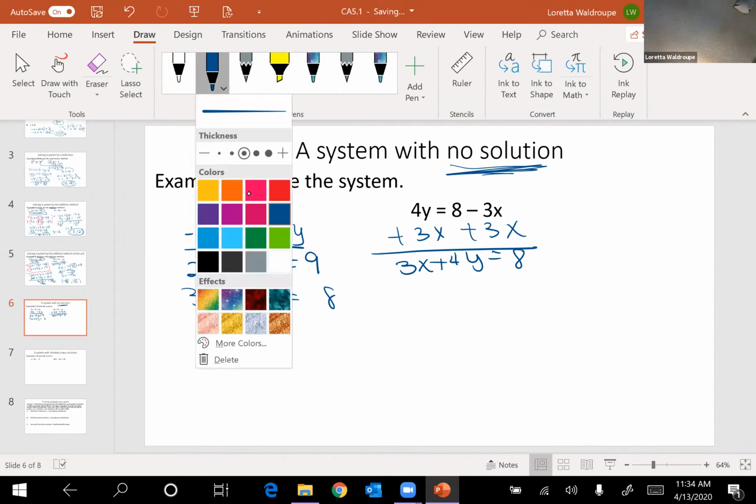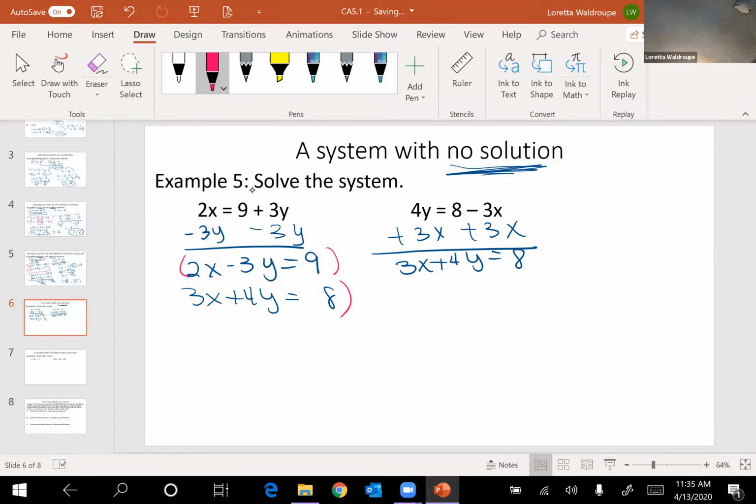I'm going to choose to get rid of my y's. 3 and 4 both go into 12. So I have to take the top equation times 4, the bottom equation times 3. So that gives me 8x minus 12y, I lost my train of thought, equals 17. And 9x plus 12y equals 24.